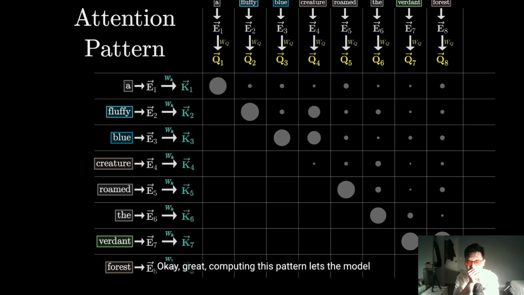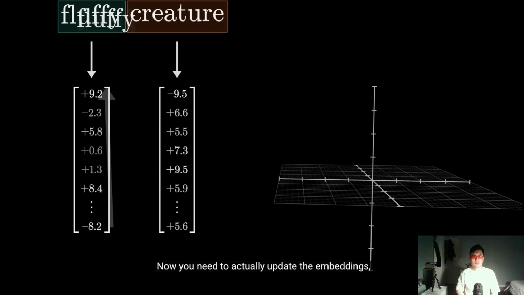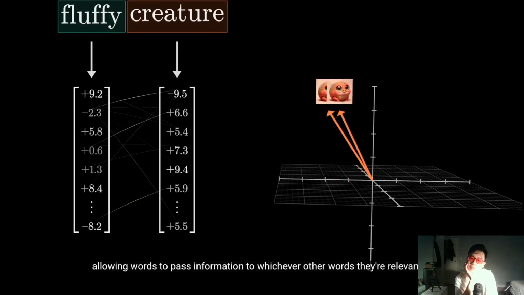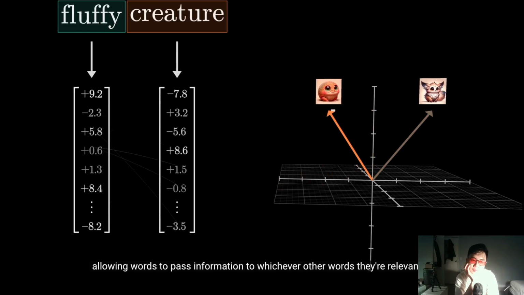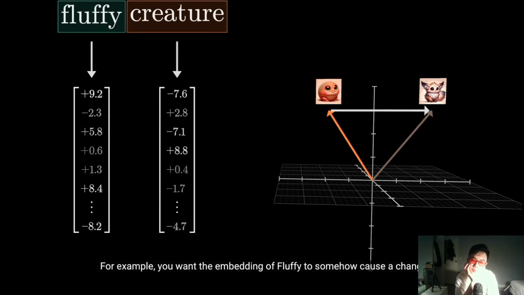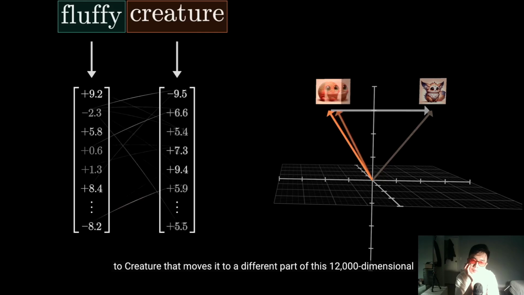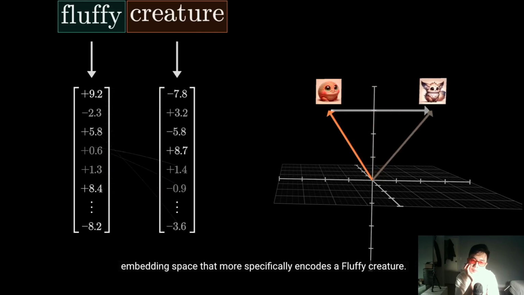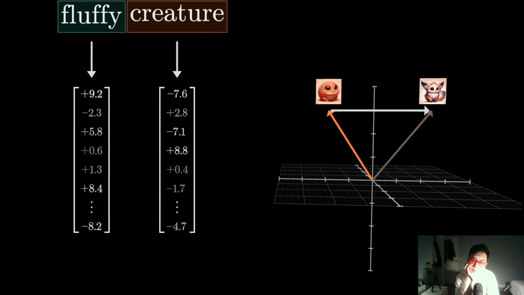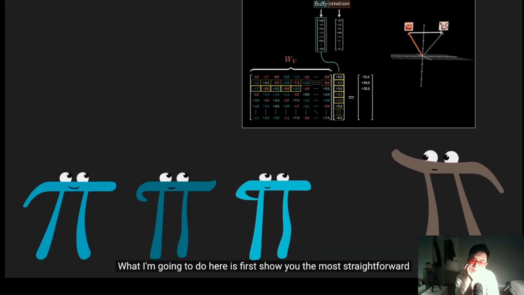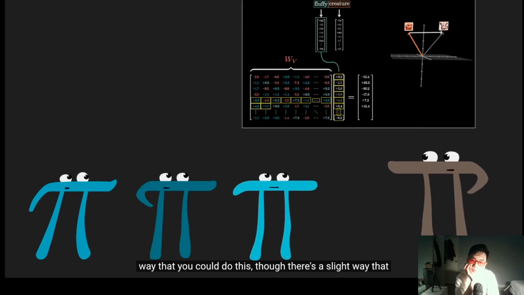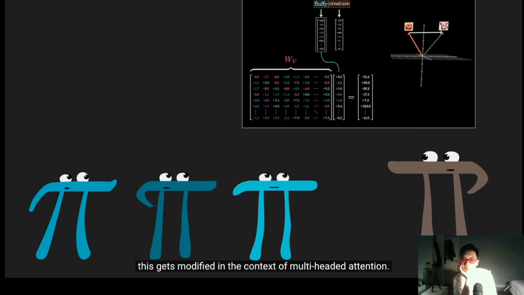Okay, great. Computing this pattern lets the model deduce which words are relevant to which other words. Now, you need to actually update the embeddings, allowing words to pass information to whichever other words they're relevant to. For example, you want the embedding of fluffy to somehow cause a change to creature that moves it to a different part of this 12,000 dimensional embedding space that more specifically encodes a fluffy creature. What I'm going to do here is first show you the most straightforward way that you could do this, though there's a slight way that this gets modified in the context of multi-headed attention.